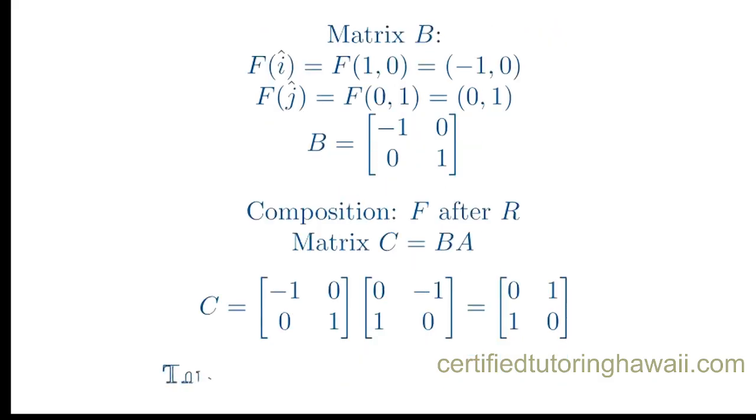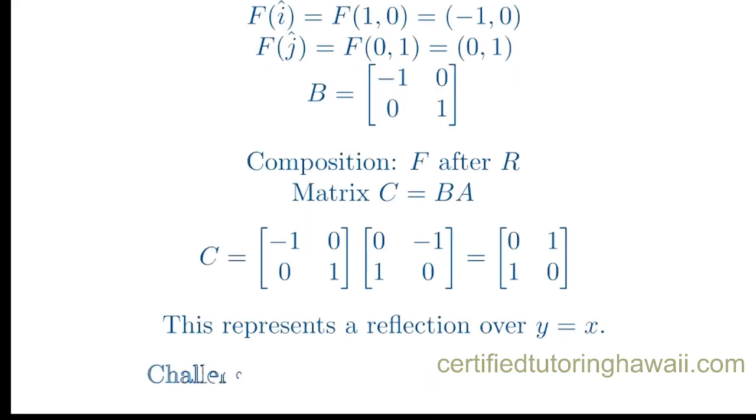This matrix [0, 1; 1, 0] is the matrix for a reflection over the line y equals x. So, we've discovered that rotating by 90 degrees and then reflecting over the y-axis has the same effect as a single reflection over the line y equals x. As a challenge, take a moment to calculate A times B, the matrix for the other composition, R after F, and see if it's different. It will be. Our final topic is inverses.